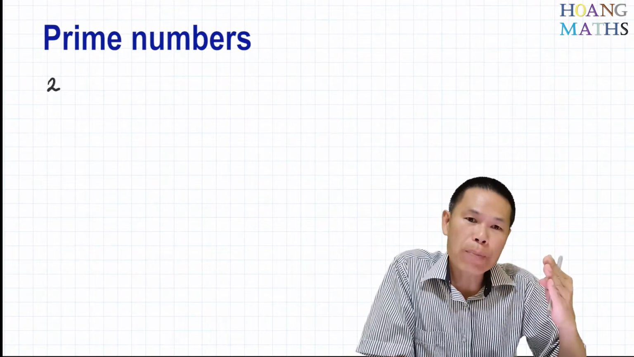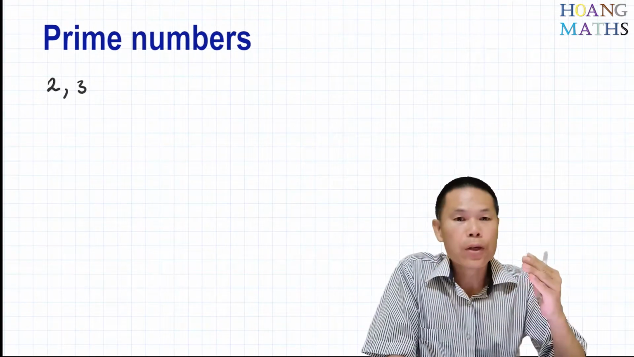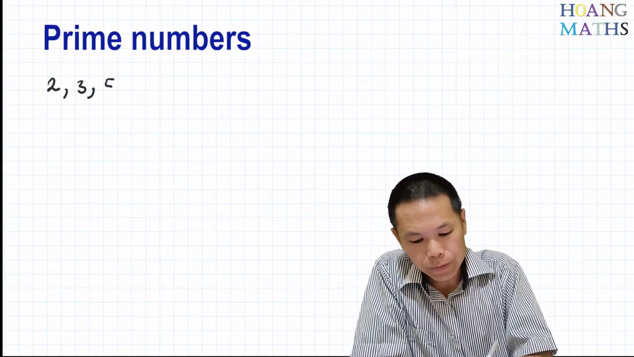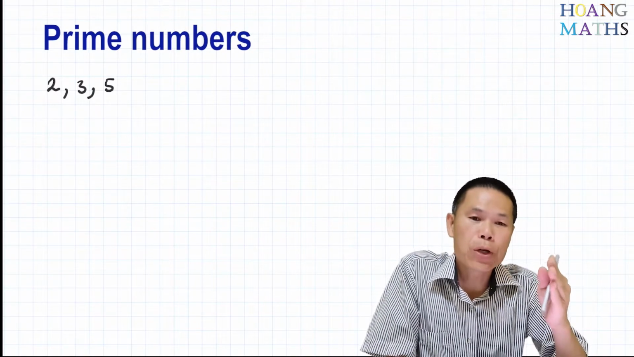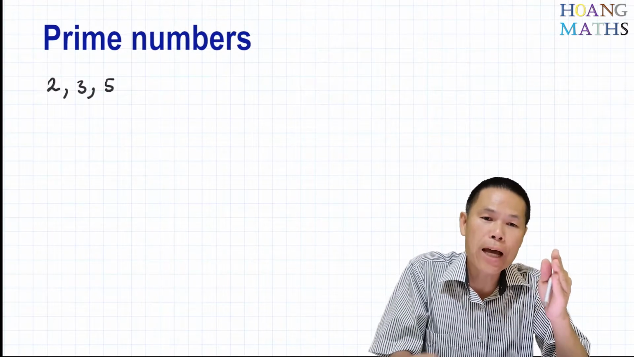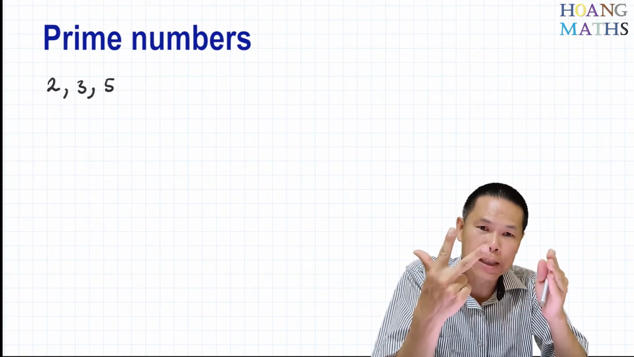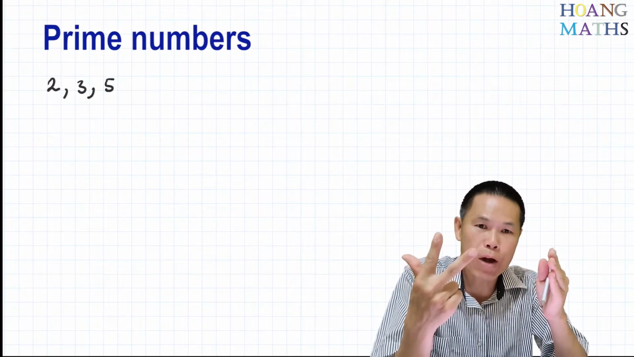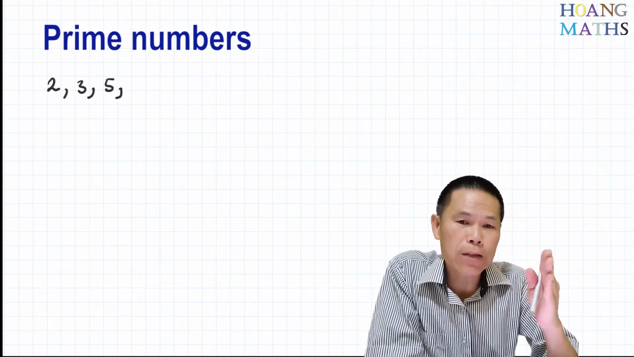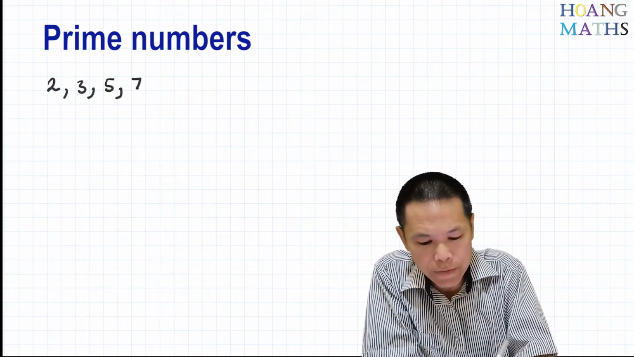So the next prime number after 2 is 3. And the next one is 5. Not 4, okay? Because 4 has more than two factors. The factors of 4 are 1, 2, and 4. So it has 3 factors. Therefore, it's not a prime number. So the next one, not 6, because 6 can be divided by 2 or 3, right? So the next one should be 7.